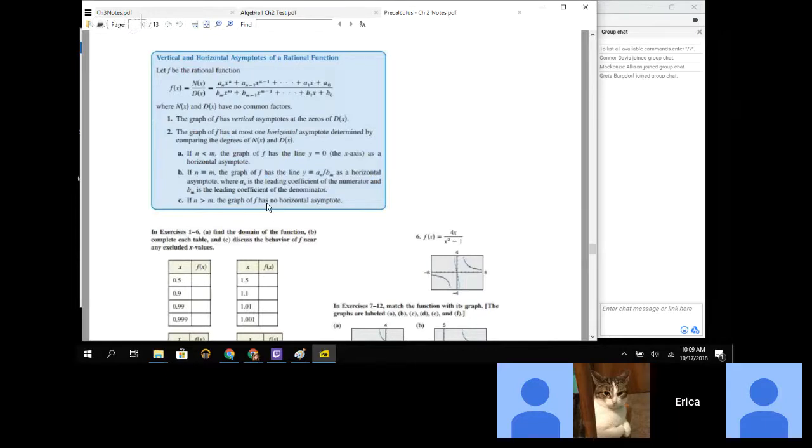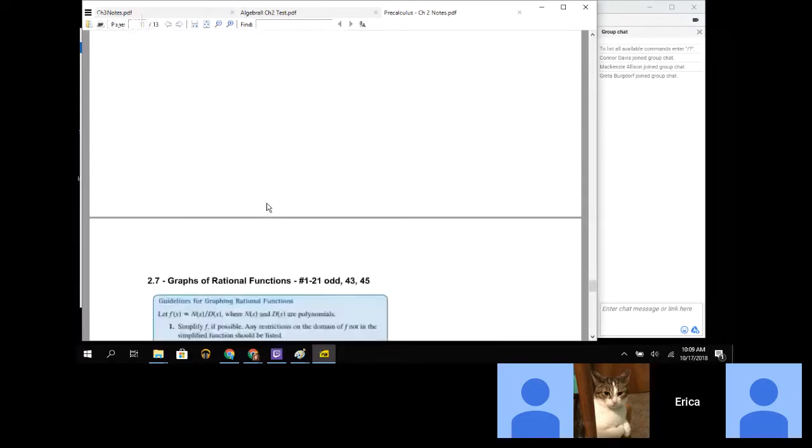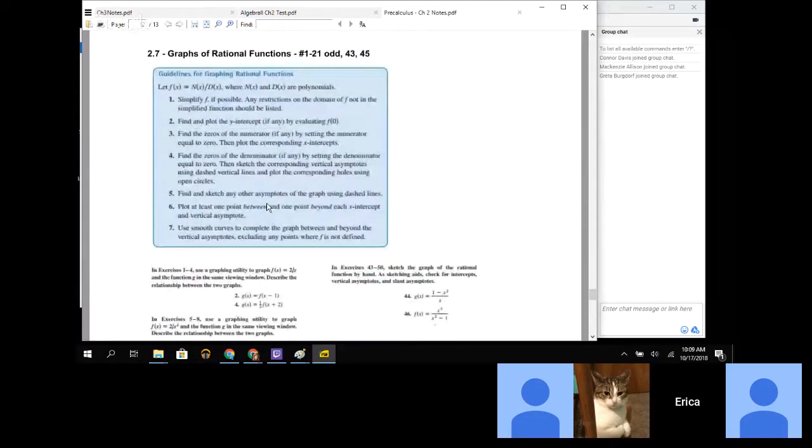The reason I reviewed that is because we're going to build on it even more in 2.7. What I would recommend for 2.7 is to keep this little chart really handy. Before I forget, we are going to chop off 43 and 45, so go ahead and cross that off. Your homework for 2.7 is 1 through 21 odd.